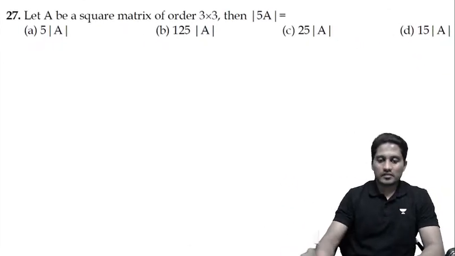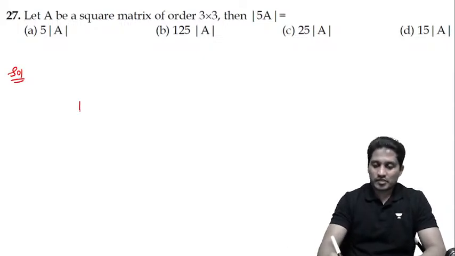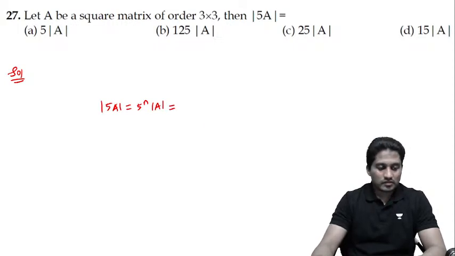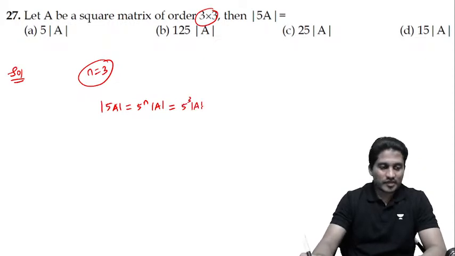Question number 27. Right, we have done a similar question in the previous PYQ as well. Suppose you have determinant of 5A, if you take 5 outside the determinant, it is 5 power n into determinant A. n stands for order of the matrix. Okay, n is order 3, so n is equal to 3. If I substitute, you get 5 cube into determinant A. 5 cube is 125. 125 into determinant A. Okay, that is answer option B.